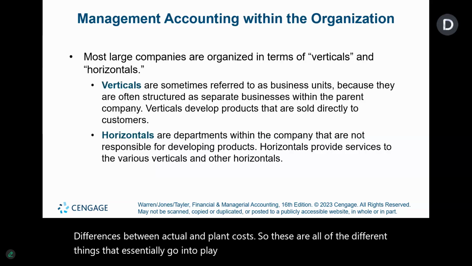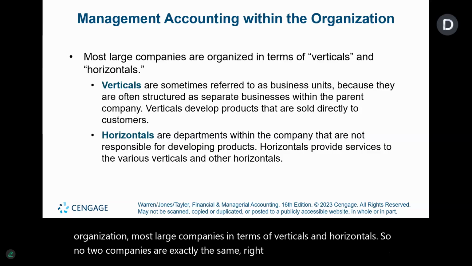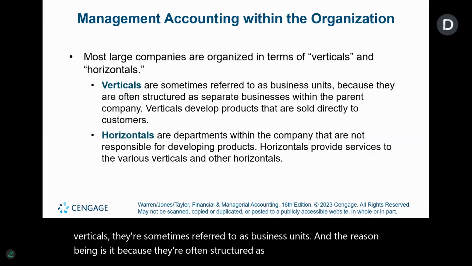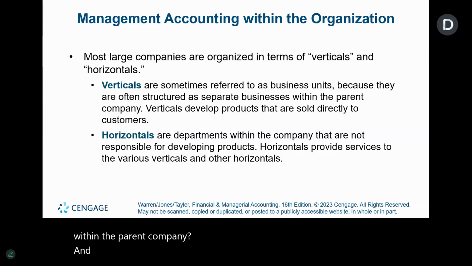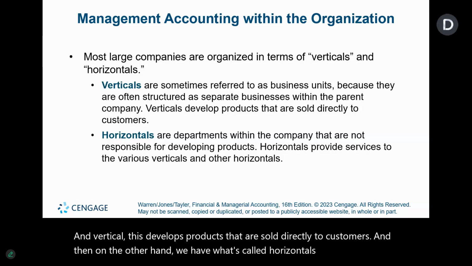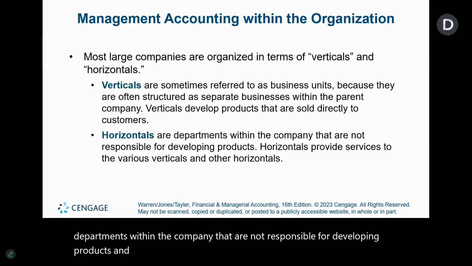So management accounting within the organization, most large companies in terms of verticals and horizontals. No two companies are exactly the same, right? They're not the same. So verticals are sometimes referred to as business units, because they're often structured as separate businesses within the parent company. A vertical develops products that are sold directly to customers. On the other hand, we have what's called horizontals. These are departments within the company that are not responsible for developing products. Horizontals provide services to the various verticals and other horizontals.